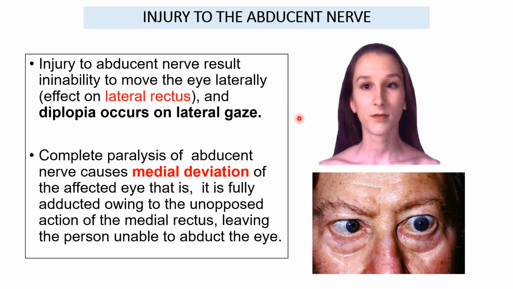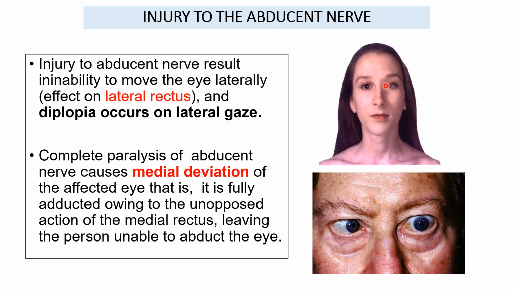Now let's see what will happen if there is injury to the abducent nerve. The lateral rectus will be affected, so there is inability to move the eye laterally; abduction of the eyeball will not happen, and this leads to diplopia on lateral gaze. Because of the paralysis of the lateral rectus in abducent nerve paralysis, there will be medial deviation of the eye. In this picture, you can see a normal eye, and here the eye is deviated medially.